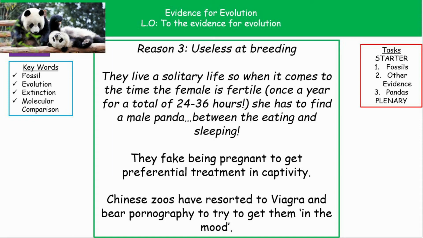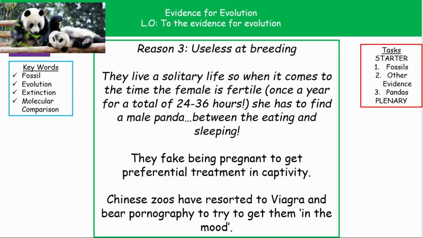Okay. Third reason. They're absolutely useless at breeding. They are so bad, it's just ridiculous to even comprehend. First of all, they live a solitary life. They live alone. So when it comes to the actual time that the female is fertile, she's got to find a male panda. And she's got to manage to do that between the 14 hours of eating the low nutrition bamboo and sleeping because of their lack of energy. So not an easy task.